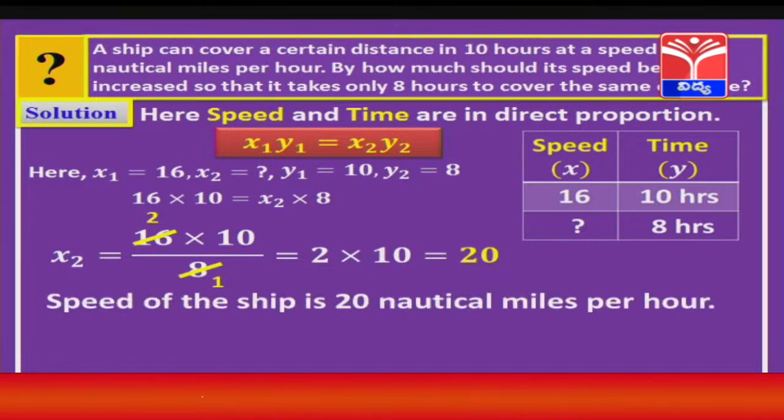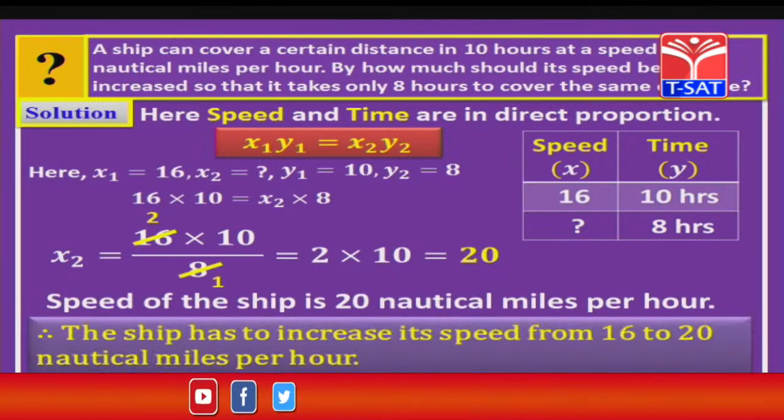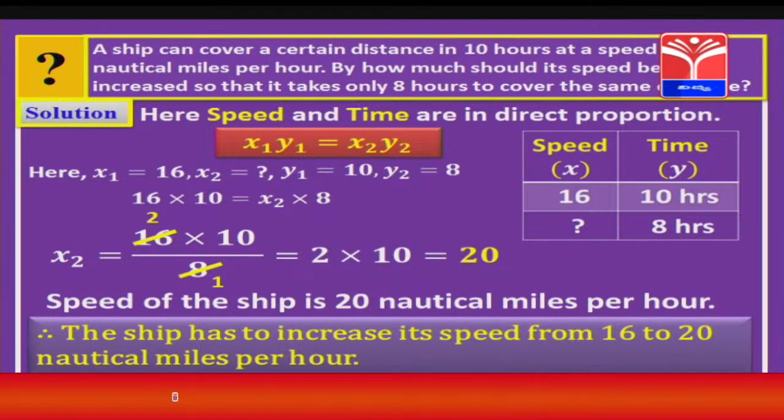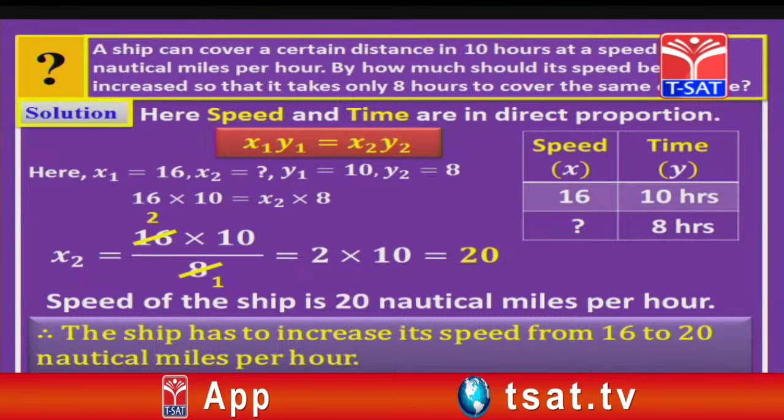Hence, the speed of the ship is 20 nautical miles per hour. The ship has to increase its speed from 16 to 20 nautical miles per hour. It is given that it is moving with 16, so the speed should be 20. That means there is an increase of 4 nautical miles per hour.